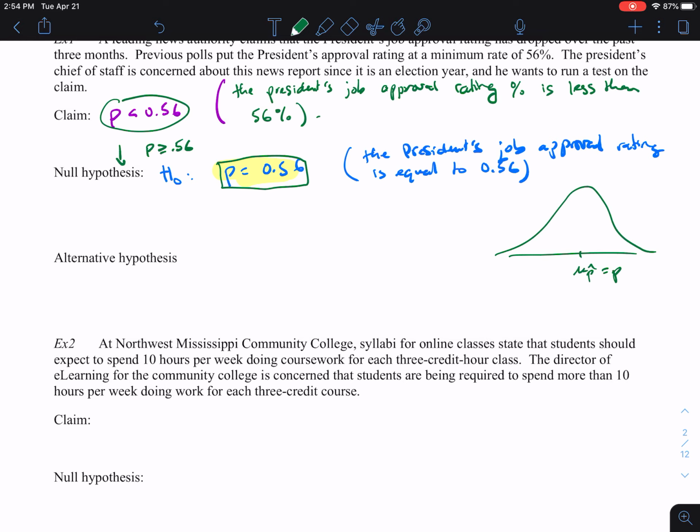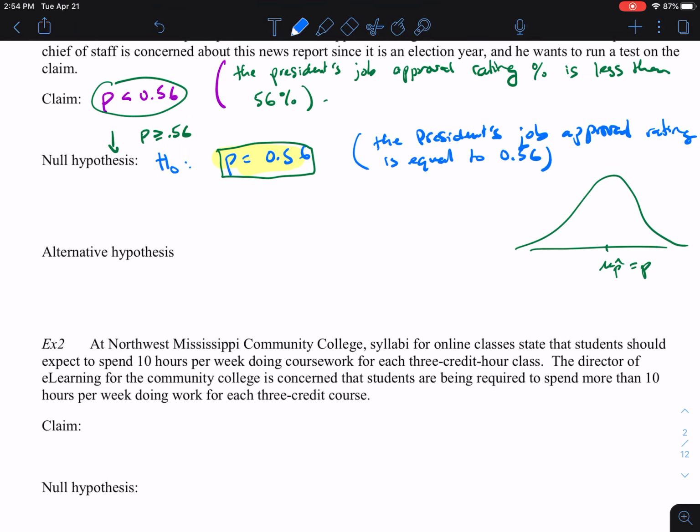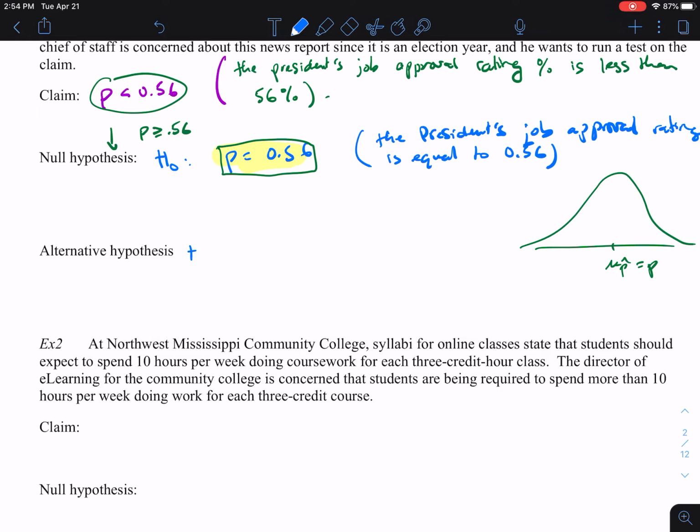So we've got the null hypothesis, p is equal to 0.56. The alternative, again, is written as H sub 1 or H sub a. It's going to be the opposite of the null hypothesis statement. The null hypothesis statement in this case stands for greater than or equal to 0.56, so the opposite of that is less than 0.56. In this case, it is the same as the claim.